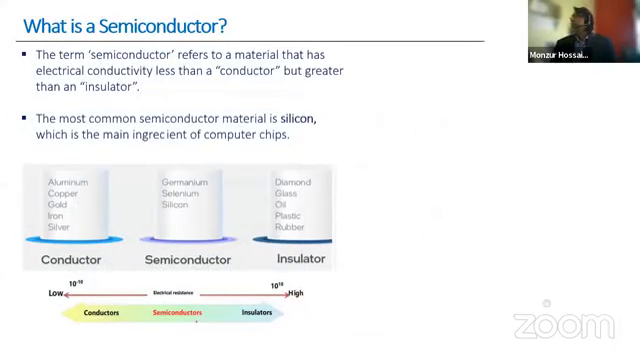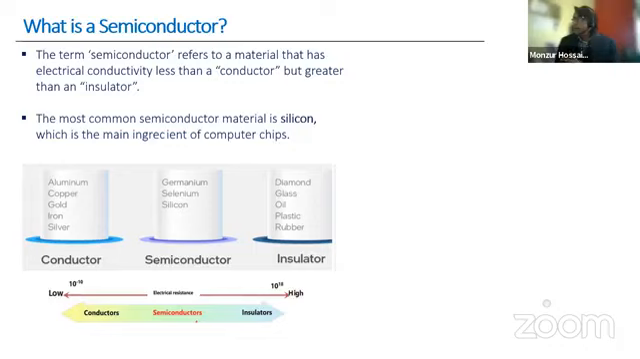So what is a semiconductor? In the classical or textbook definition, as taught in school, a semiconductor means a material that has an electrical conductivity less than a conductor but greater than an insulator. It lies in between. It is not a conductor and it is not an insulator. It is in between. So that's why it is a semiconductor.